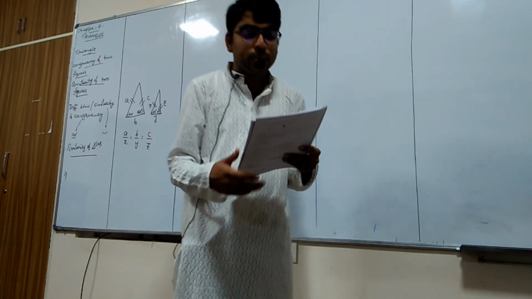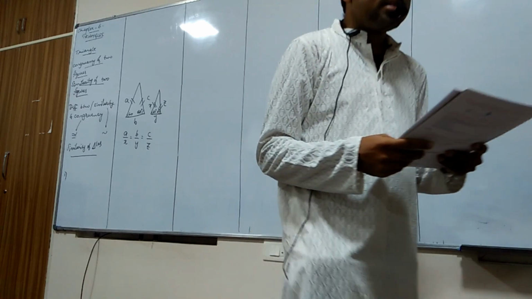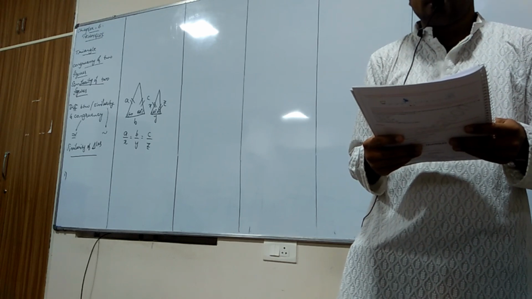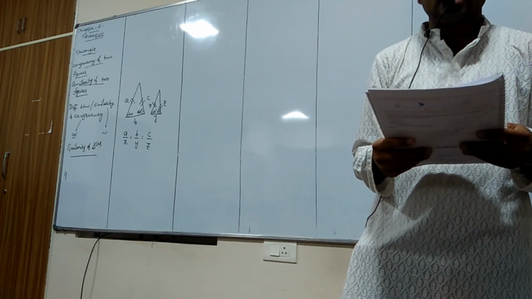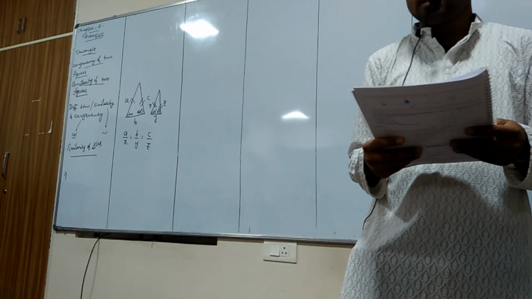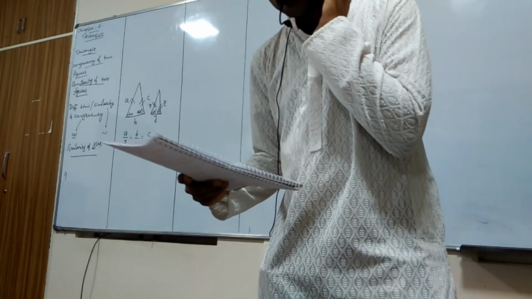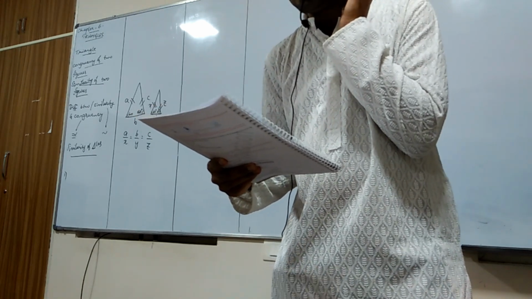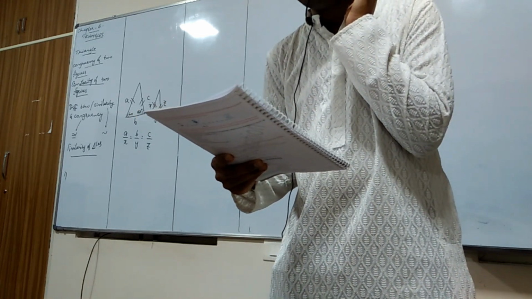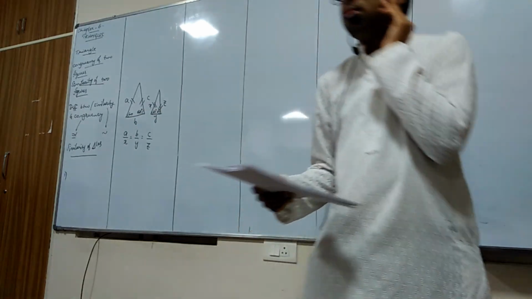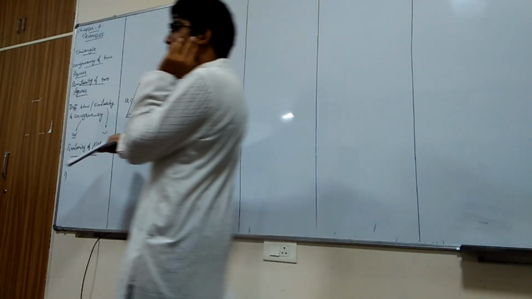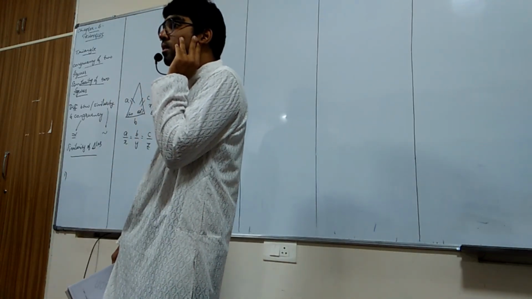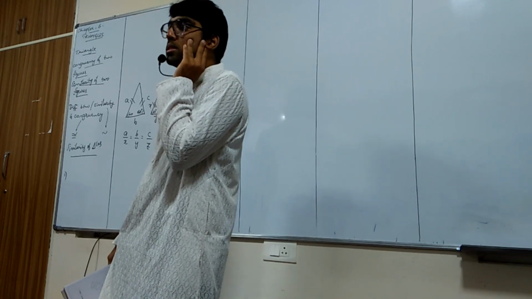Any doubt? Okay. Two polygons of the same number of sides are said to be similar if, first condition, their corresponding angles are equal, and second, their corresponding sides are proportional. This was the condition for similarity of triangles. These conditions for similarity are very important.